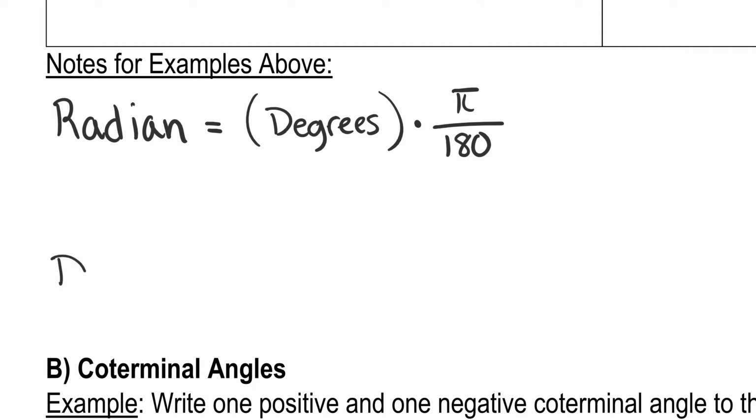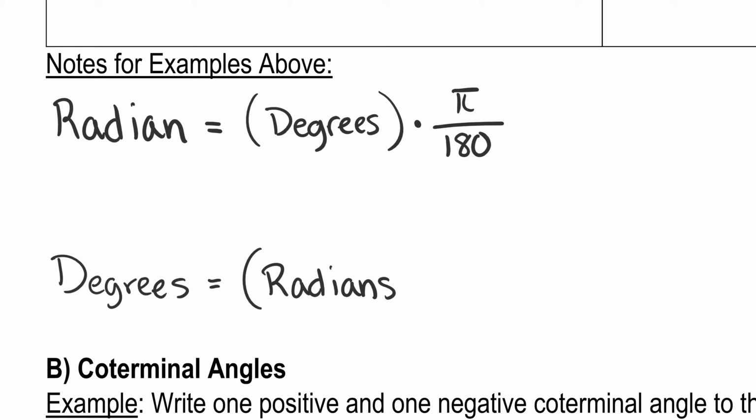If I want degrees, let's say I have radians, I'm just going to flip that fraction. So let's say I give you pi over 2 radians. Whatever radians you have, you put here, times 180 divided by pi. And because radians always include pi, when we divide, the pi's cancel out. You don't have them anymore, which is why the degrees don't include pi. Anyways, those are the two formulas you need for these questions.